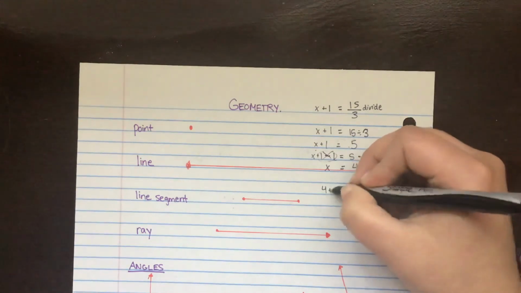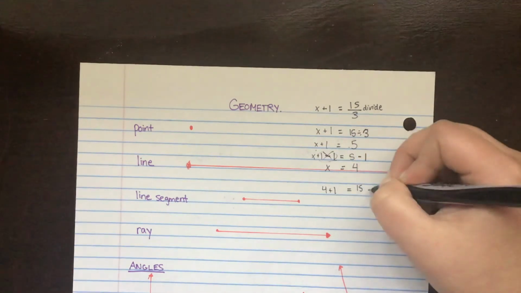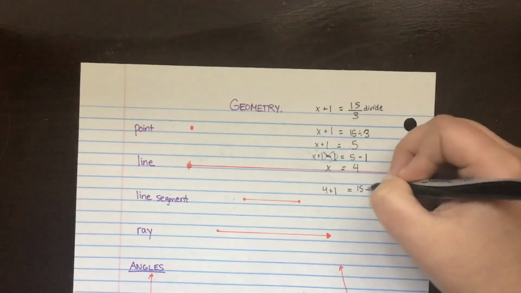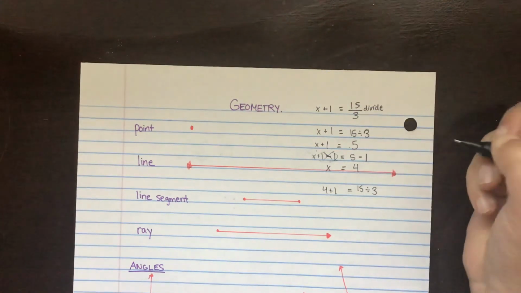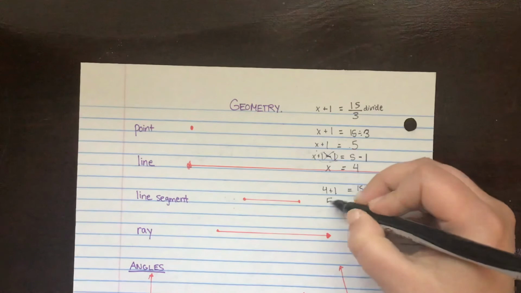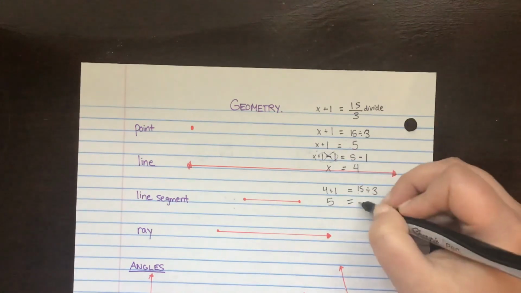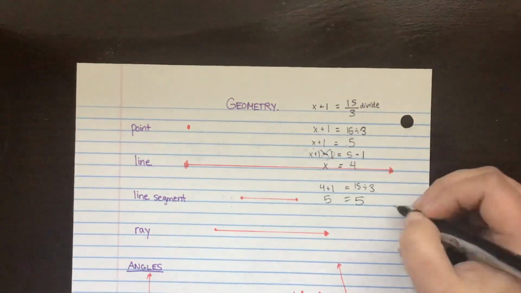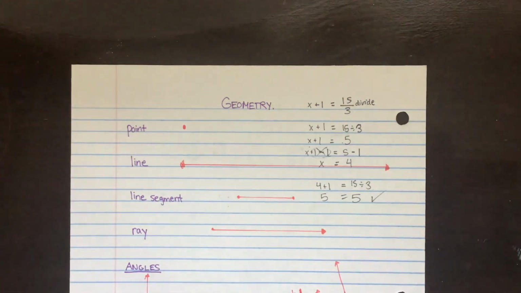Then I just check that really quick. So 4 plus 1 equals 15 divided by 3. I'm going to write it using the divided by sign like that. 15 divided by 3 gives me 5. So 5 equals 5. My answer is correct. So if you got a little bit confused, that's how you do it.